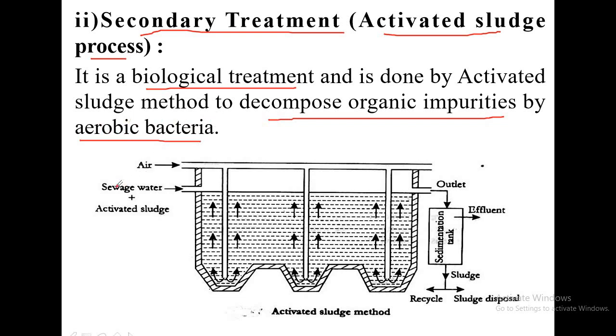What is being done is the sewage water after the primary treatment, that is all the steps, screening, removal of silt and grit, removal of oil and grease, and sedimentation. After all those steps, the water we get is taken to a large tank as shown here and air is continuously circulated. Now water is kept in constant agitation, that is by the circulation of air, and some amount of sludge is also added here.